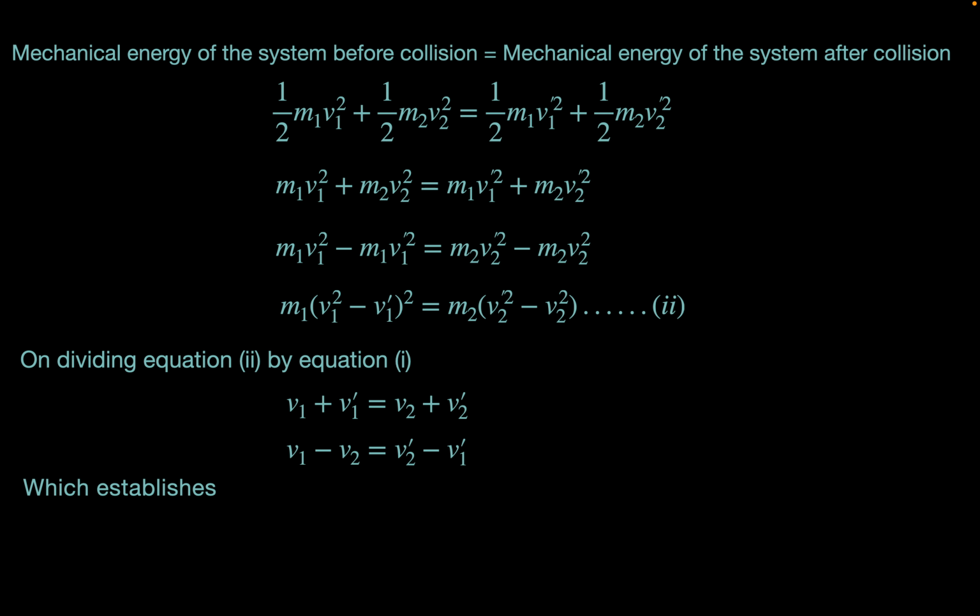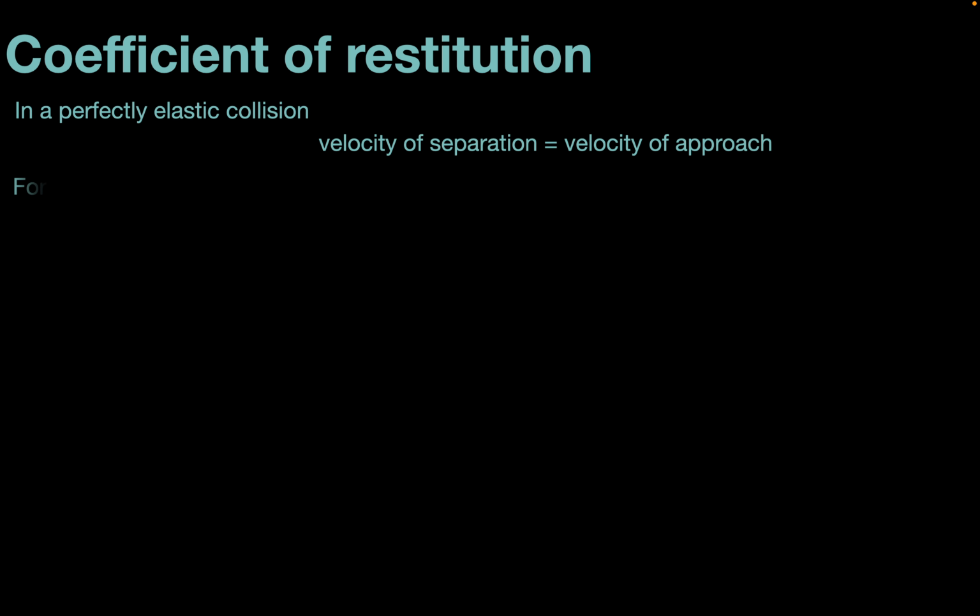We can see that the term v1 minus v2 represents velocity of approach, and the term v2 prime minus v1 prime represents velocity of separation after collision. So we can write, in the elastic collision, velocity of approach equals velocity of separation. Now let's discuss coefficient of restitution. In a perfectly elastic collision, we have just derived that velocity of approach equals velocity of separation.